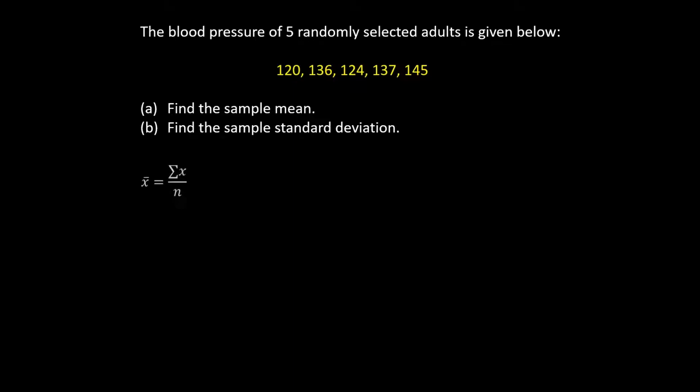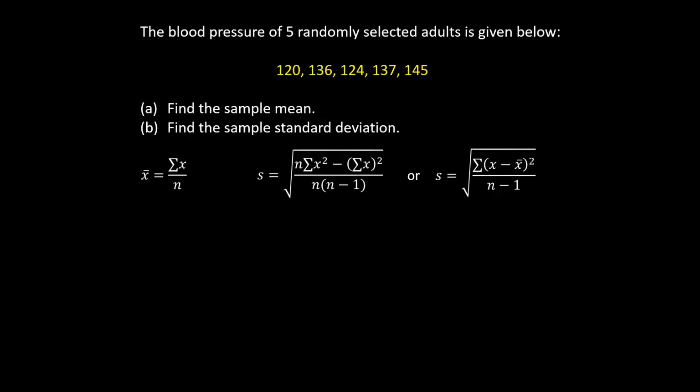The formula to find the sample mean is x bar equals the sum of x all divided by n. Here the numerator represents the sum of all the data values, and the denominator, denoted by n, is the sample size or the number of data values. There are 2 formulas you can use to compute the sample standard deviation. I prefer to use the first version of the formula, but for this video we'll use both. We'll use the first version for now.